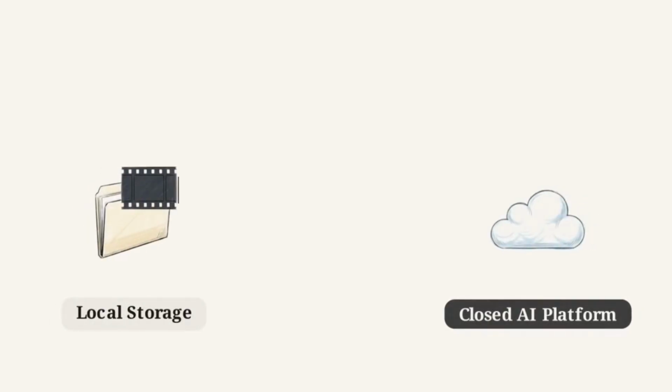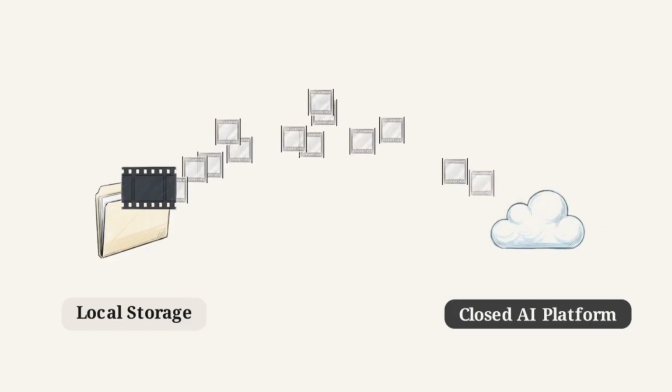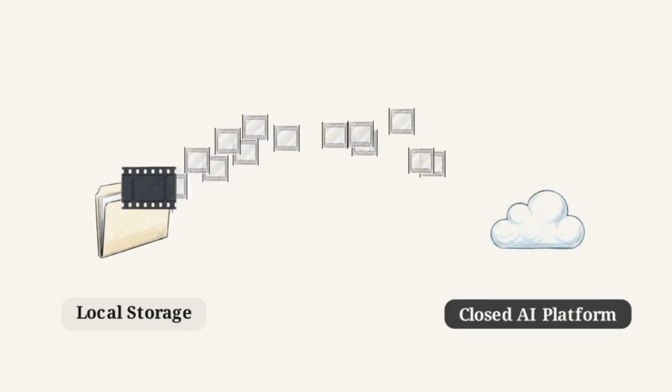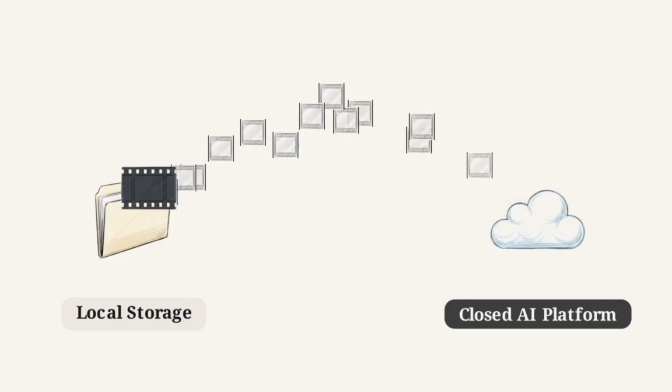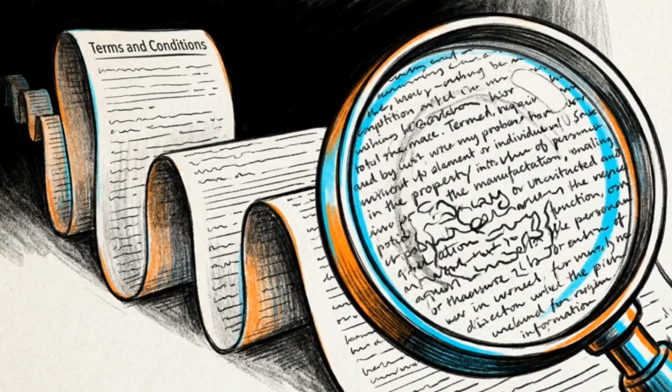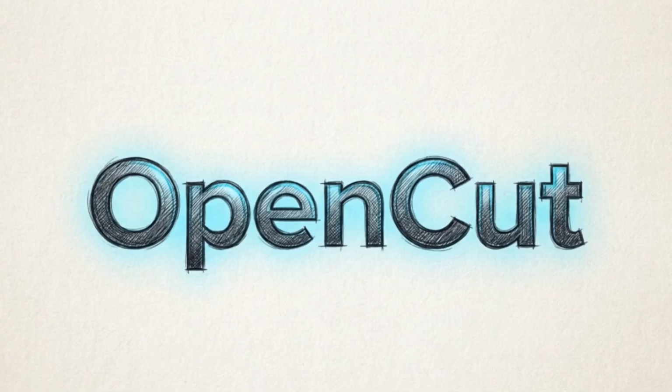Behind the scenes, closed platforms routinely scrape your raw, unreleased footage to train their proprietary AI models, burying the permissions deep within their terms of service. OpenCut provides a direct solution to both issues.